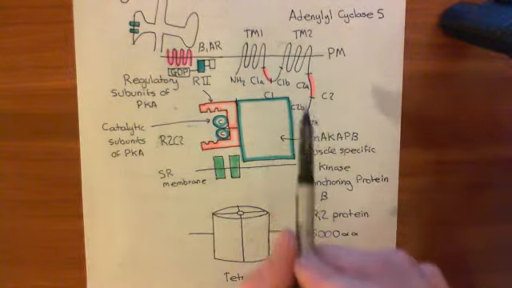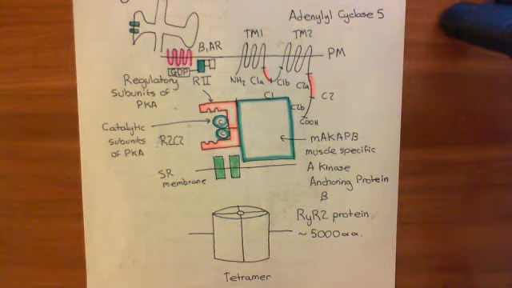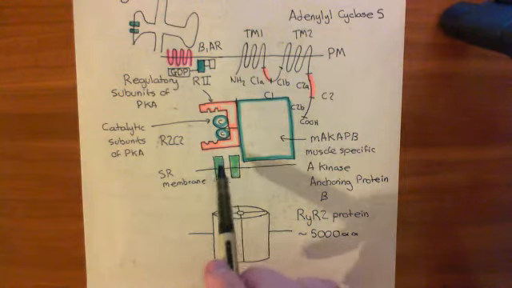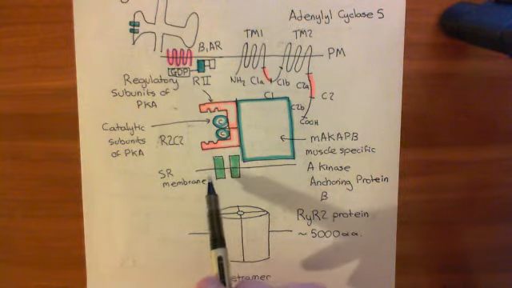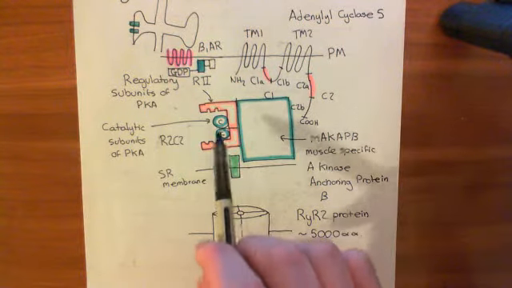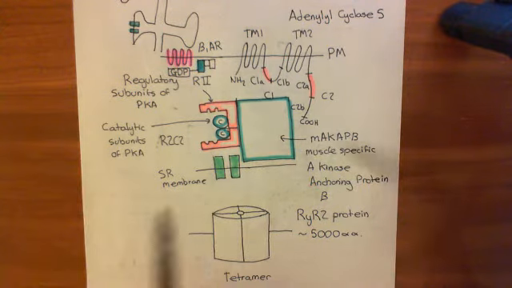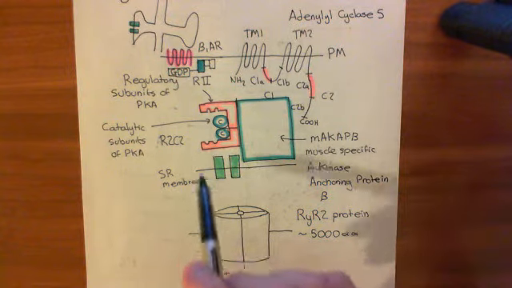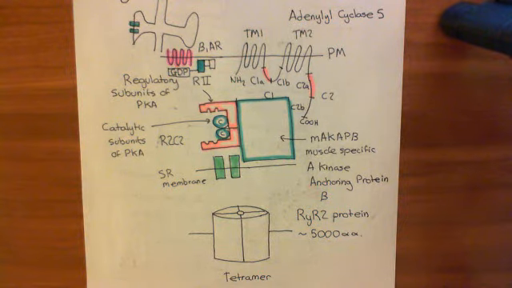Okay, so this is the normal pathway. Now, in hypertrophied cardiomyocytes, what you find is that this type 2 ryanodine receptor is over-phosphorylated. So it is likely that this pathway is overactive and the catalytic subunits are over-phosphorylating this type 2 ryanodine receptor. And we'll see what the effects of over-phosphorylating the type 2 ryanodine receptor are in the next video, and how this is going to lead to these sporadic calcium sparks.